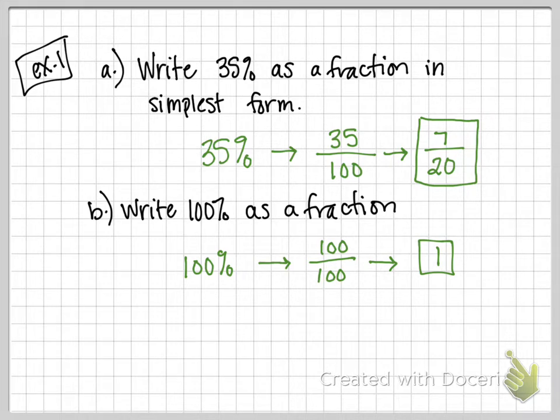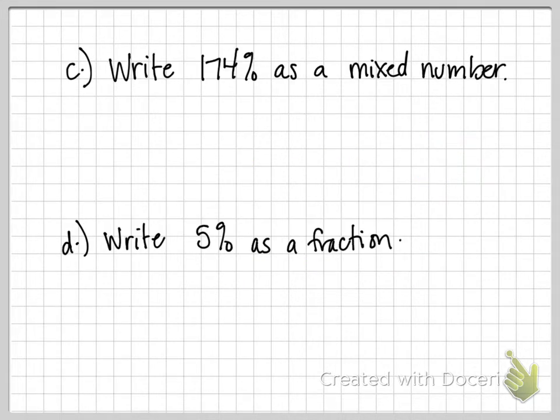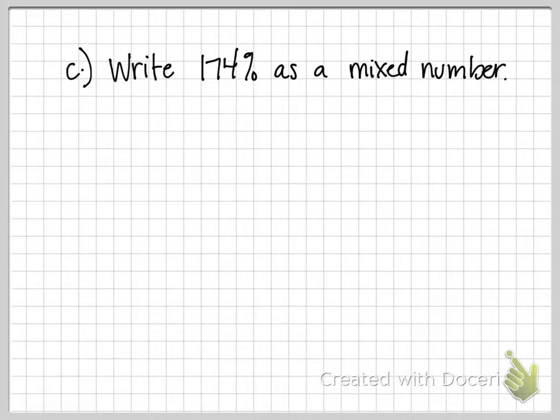The whole thing. I don't want to do that one yet. Let's do this one. This one says write 174% as a mixed number. So rather than an improper fraction, we're going to write this as a mixed number. I'm going to do it the same way. 174%. I will take my 174 and put it as my numerator per 100. So now I've got it into a fraction. Now I need to make it into a mixed number.